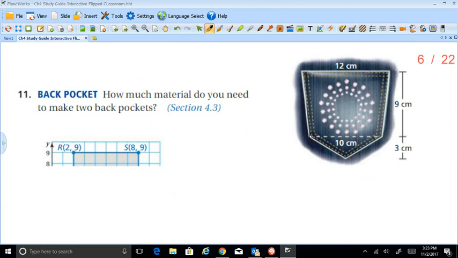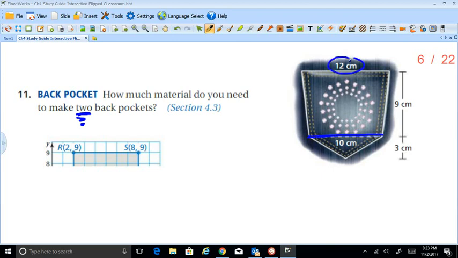Here we have a back pocket from a pair of jeans. They're asking us how much material do we need to make 2, keyword, 2 back pockets. So let's find the area of one back pocket, and then we can simply double it. So if I look here, I can cut it. They kind of already showed us the dotted line, so I'm going to cut it right there. And now I have a trapezoid on top and a triangle on the bottom. So let's do the trapezoid on top first.